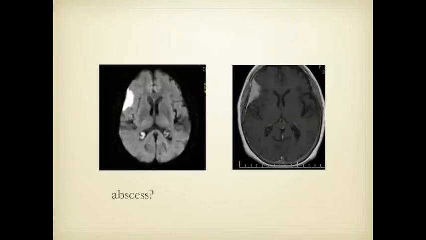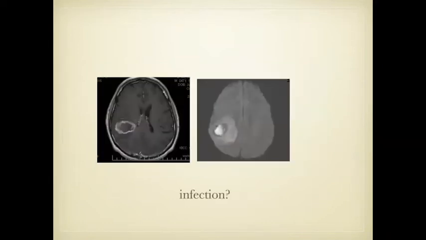diffusion. Here's another case. This shows restricted diffusion here, looks broadly dural based, homogeneous enhancement, not rim enhancement. This is a meningioma. So again, it looks kind of like an extra-axial, maybe a subdural abscess on the diffusion scan, but the enhanced scan should make the diagnosis.